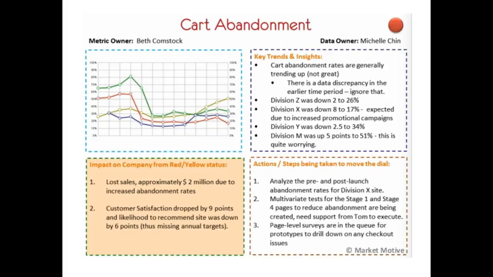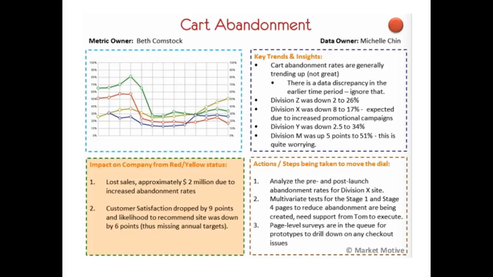You can see that they're using six- to seven-word sentences, so keep it short. You do have numbers in here, but again, very consistent. Division Z was down 2 to 26%. Division X was down 8 to 17%. Very simple, and they follow a pattern.